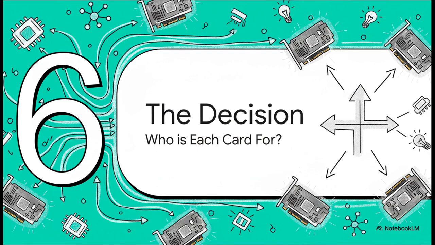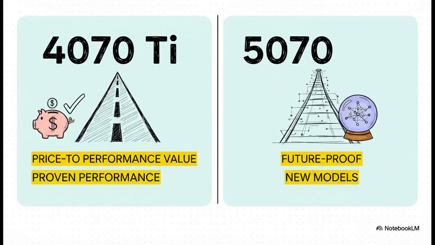And all of that brings us to the final, most practical question. I mean, all this tech is really cool, but which one of these GPUs is actually the right one for you? Honestly, the choice is pretty clear. If your main goal is getting proven, rock-solid performance for the AI workloads that exist today, and you really care about price to performance, the RTX 4070 Ti is still an excellent choice. But if you're an enthusiast or a developer and you want to experiment with the absolute latest and greatest models, future-proof your rig, and squeeze out every last drop of efficiency, then the RTX 5070 and its Blackwell architecture is without a doubt the path forward.